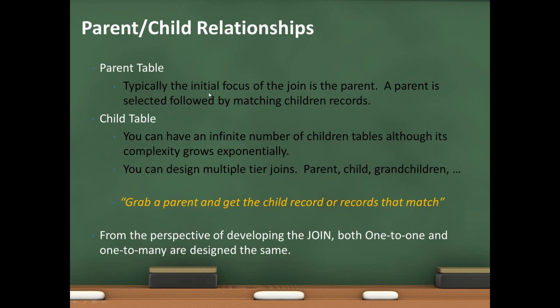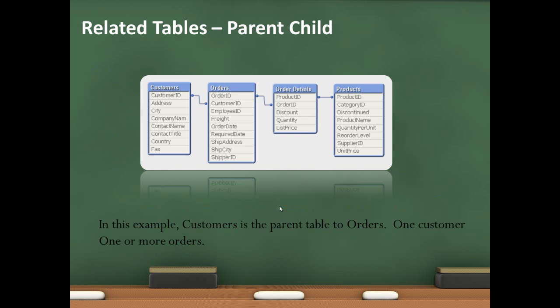So again, the parent table is the primary table, the first table. The child table is the lookup table. And you always would then say, for example, grab a parent record and get the child records that match that particular parent record. Now, from the perspective of developing the join, both a one-to-one and a one-to-many relationship have that same design style. So going back to this again, we've got a parent, we've got a child, we've got a parent, we've got a child, and we've got a parent, and we have a child in here.